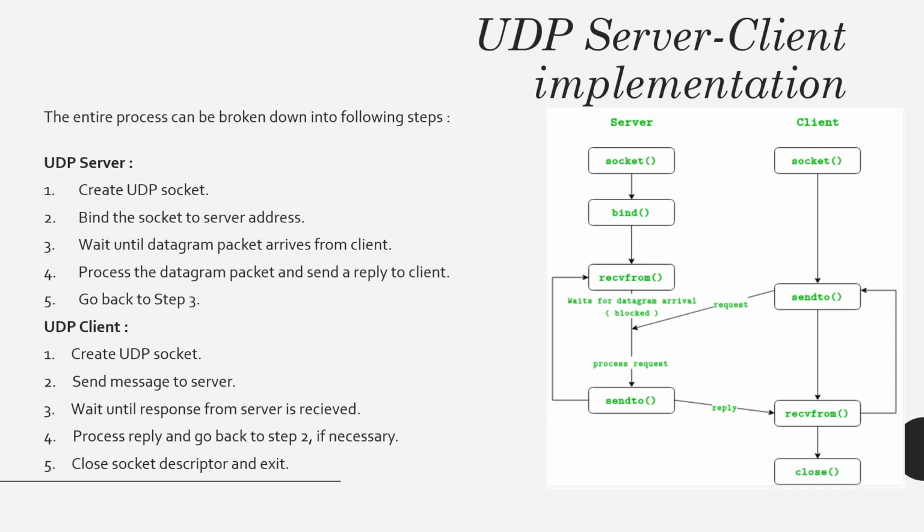Next, coming to UDP server client implementation. This entire process is also broken down into the following steps: UDP server and UDP client. In the UDP server, create a UDP socket and bind the socket to the server address. Next, wait until the datagram packet arrives from the client. Next, process the datagram packet and send a reply to the client. If not, go back to step 3. In the UDP client, create a UDP socket, send a message to the server, wait until the response from the server is received, process the reply and go back to step 2 if necessary, and close the socket descriptor and exit.